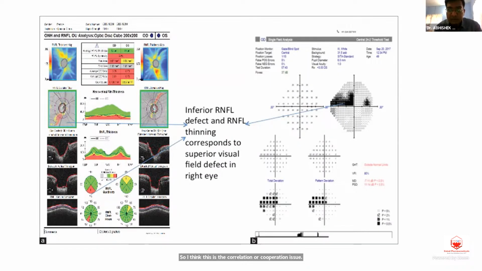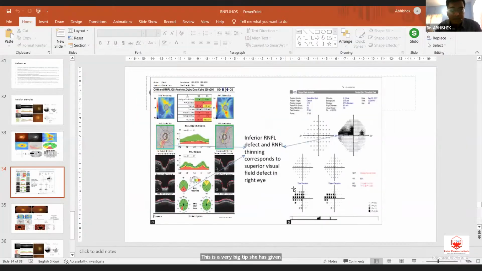The field defects and RNFL defects are close to the macula in normal tension glaucoma, whereas in high tension glaucoma they are not very close to the macula. They are basically in the arcuate area. Thank you, this is a very big tip she has given. Yes, the normal tension glaucoma.